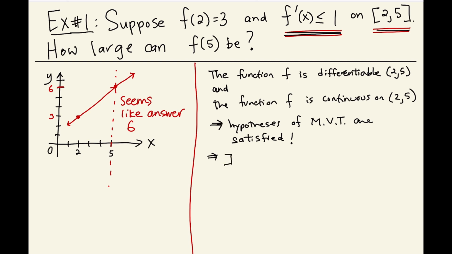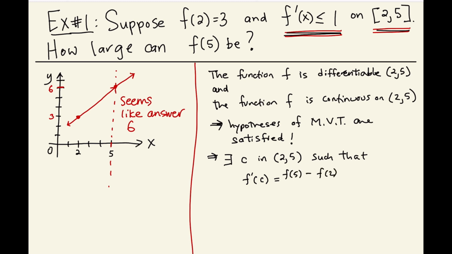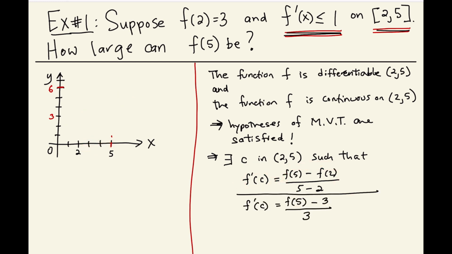There must be some value c in the interval [2, 5] such that f prime of c is equal to f of 5 minus f of 2 over 5 minus 2. There has to be at least one value c in here such that the derivative at that value of c is equal to this quotient. So I've plugged in everything that I know.